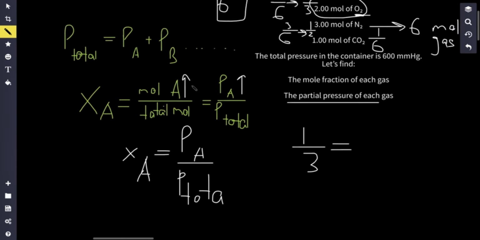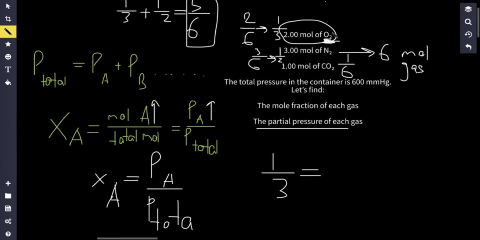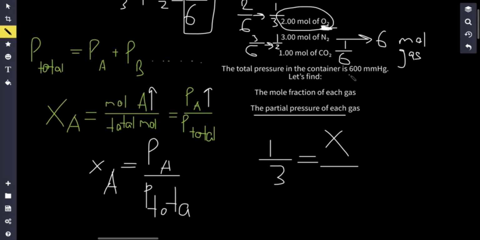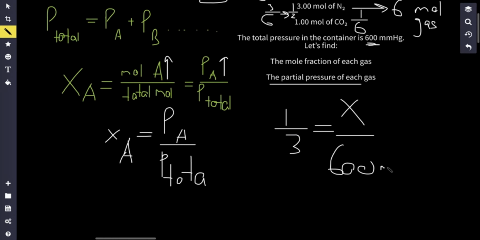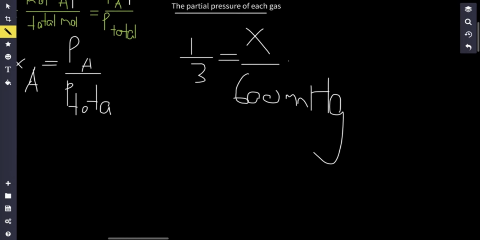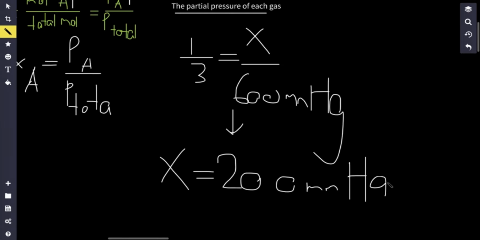We don't know the pressure that the O2 molecules exert, but we do know that the total amount of pressure is 600. Now that I have written this out, I can just solve it. When you solve for x, you just cross multiply and divide by 3, and you get that x is equal to this.